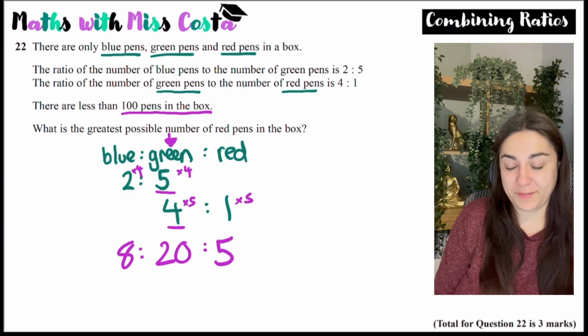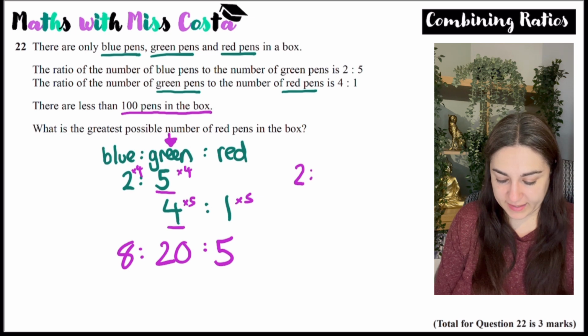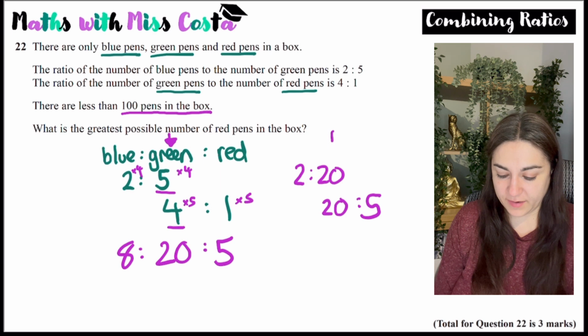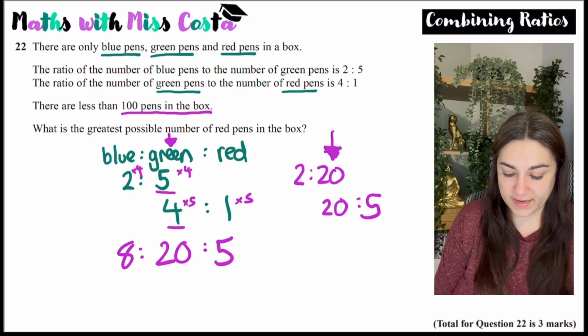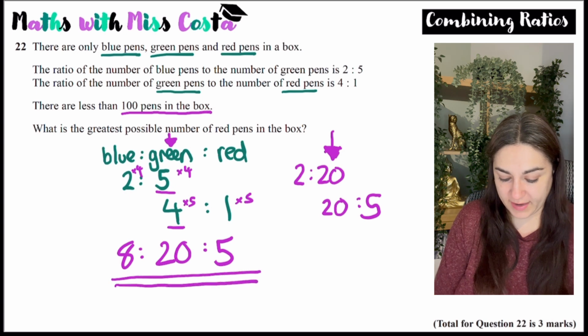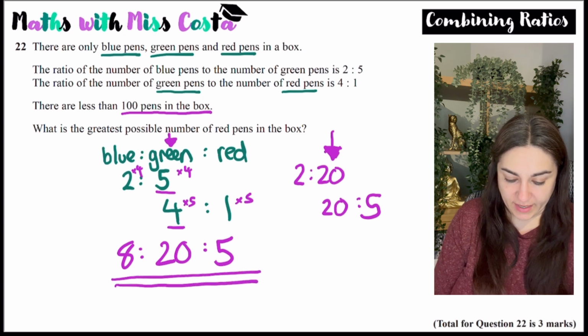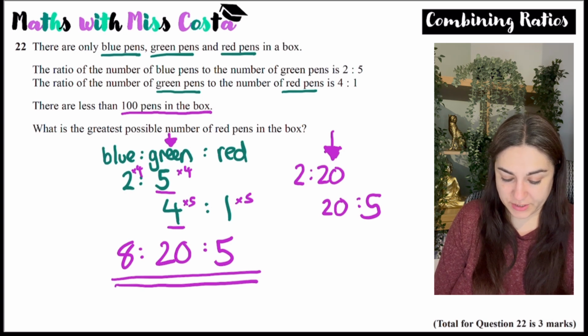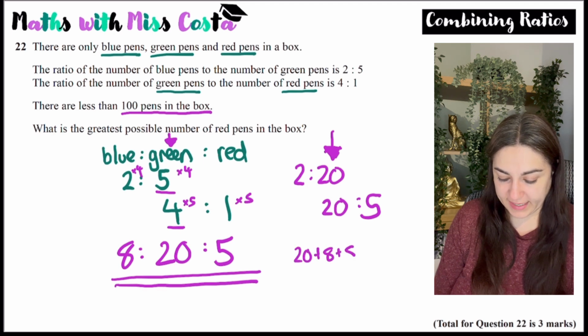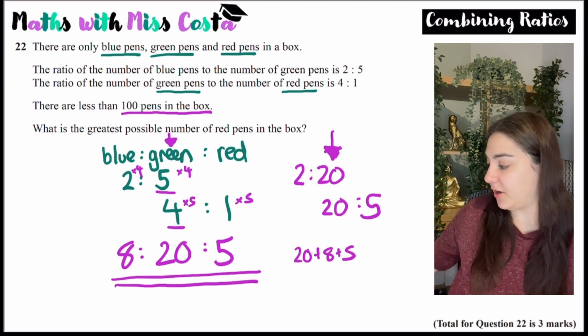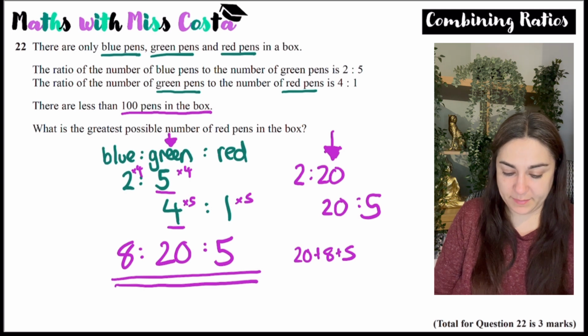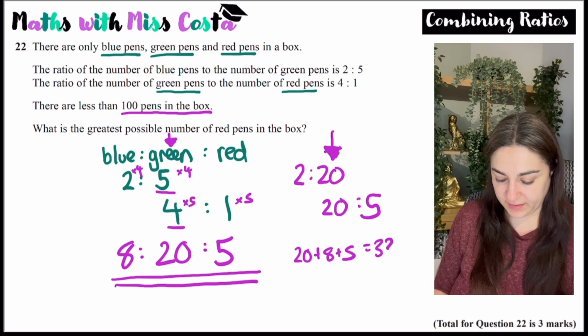So now, effectively what I've done is I've said blue to green is 8 to 20, and green to red is 20 to 5, because I have a common thing, I can combine all of them. So I can combine blue to green to red, I know is in the ratio of 8 to 20 to 5. So what's the greatest possible number of red pens in the box? Well, in total, I know that I've got 20 plus 8 plus 5 pens each time I'm sharing them out. So 20 plus 8 plus 5 gives me 33.